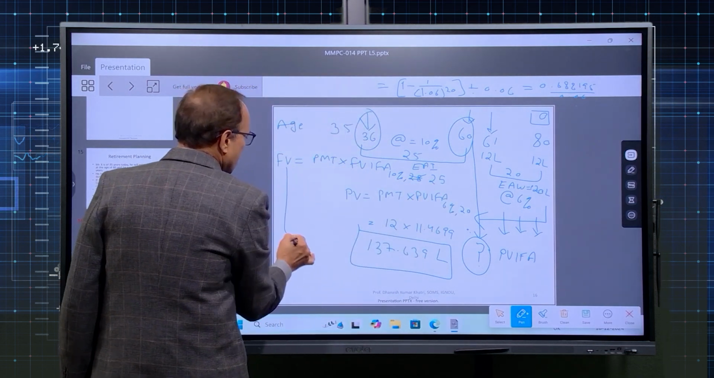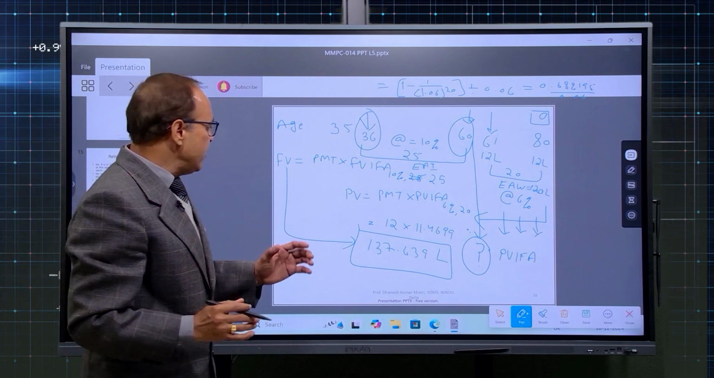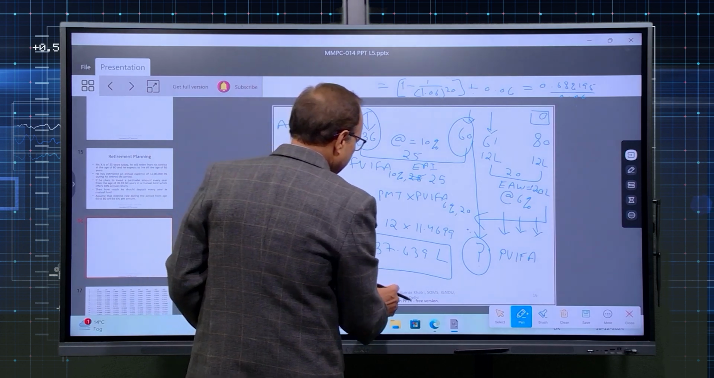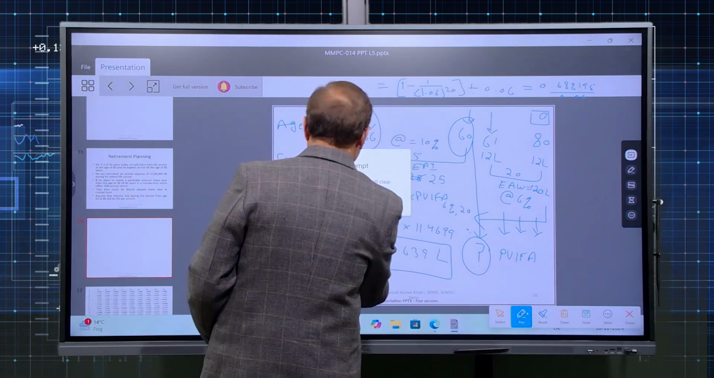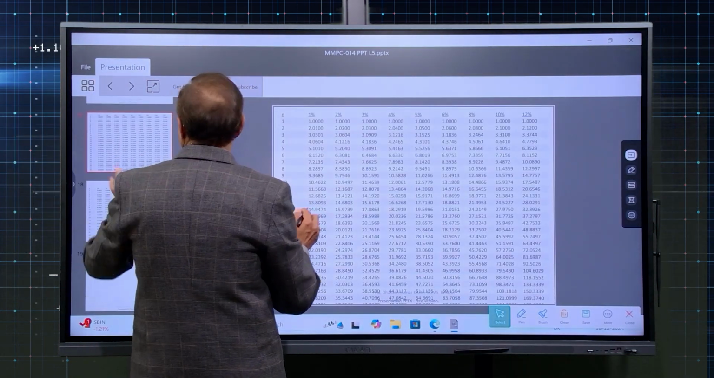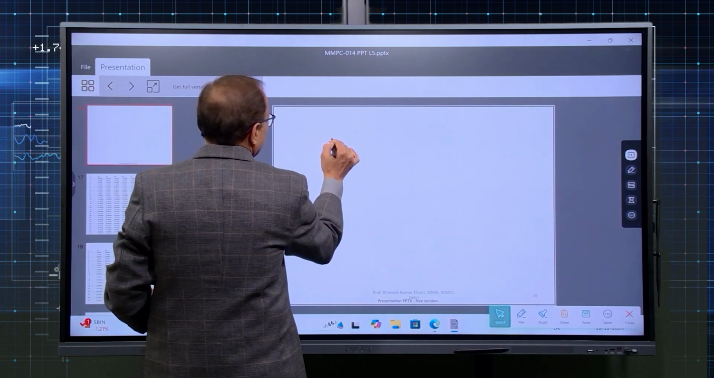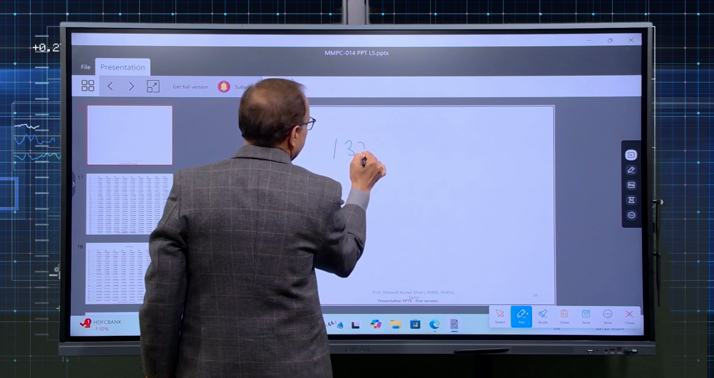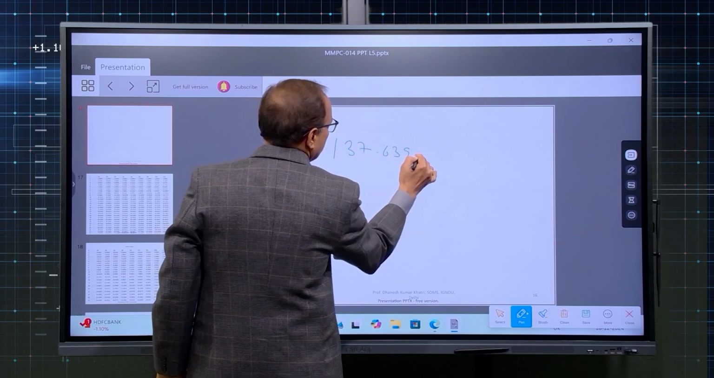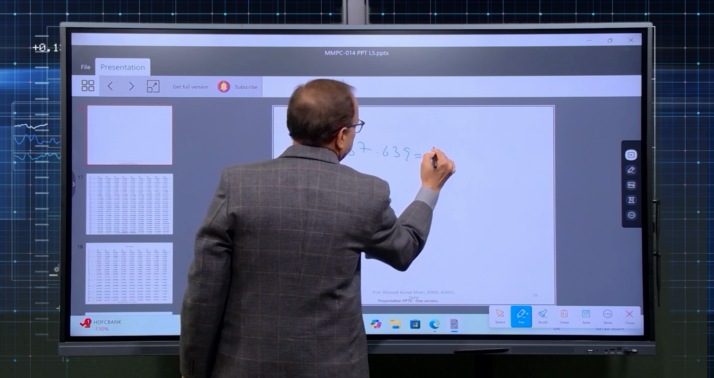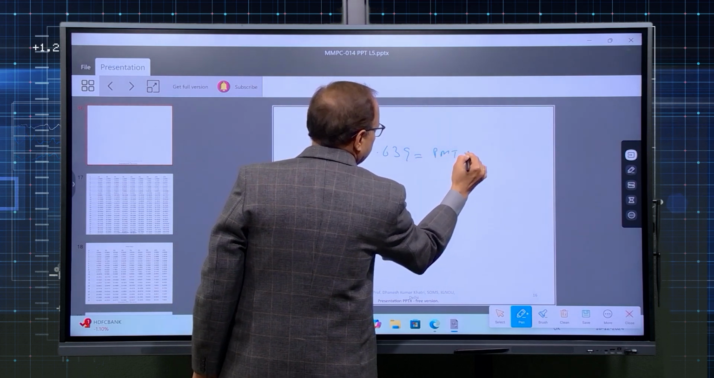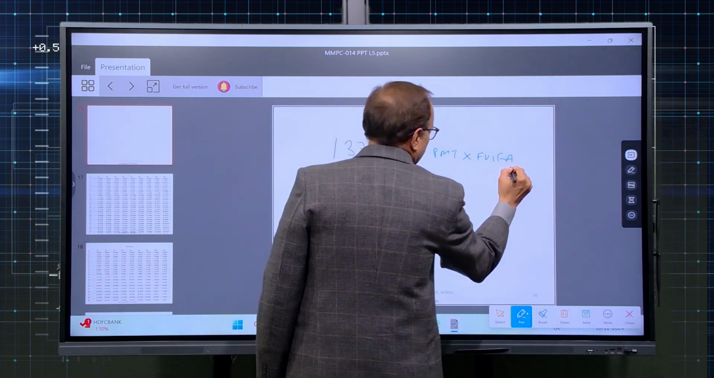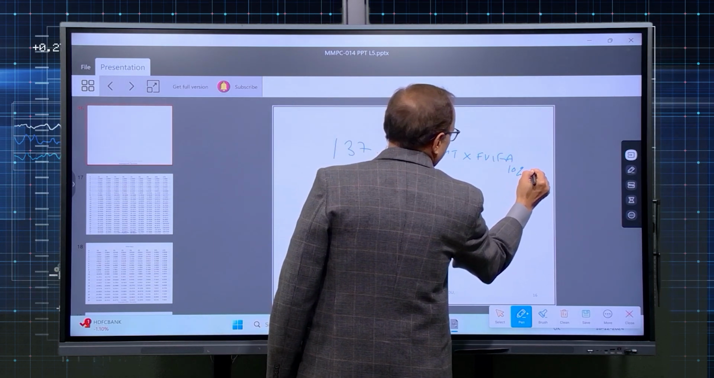Now, the future value is known to me. That means I wish to accumulate 137.639 lakhs. So, what can we do? We can proceed with this one, 137.639, which you should remember, is the future value to be accumulated at the age of 60. PMT is not known to me. I multiply it with FVIFA at 10% for 25 periods.